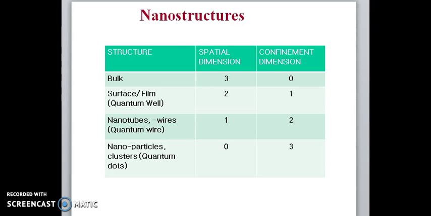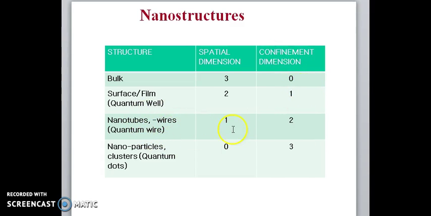Now you have seen the video and you understood that because of the size, there is something called quantum confinement. So what it means is, a bulk structure is 3-dimensional and there is no confinement. It is not bound in any direction. A thin film is 2-dimensional and one dimension is confined. An atom, molecule or electron cannot move in one direction, while in the other 2 directions it's free. So that's why it's called confinement dimension 1.